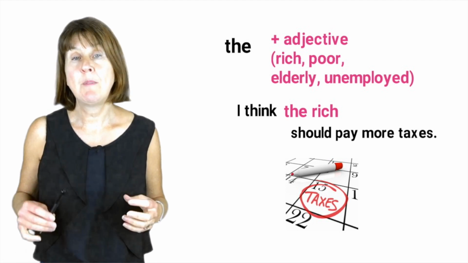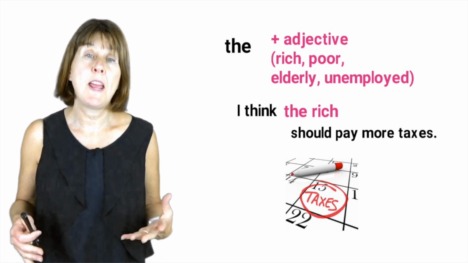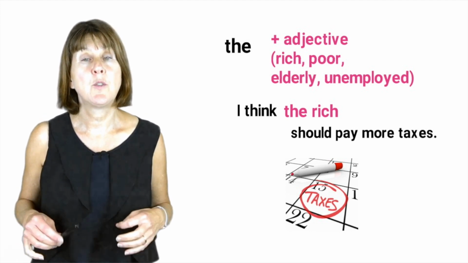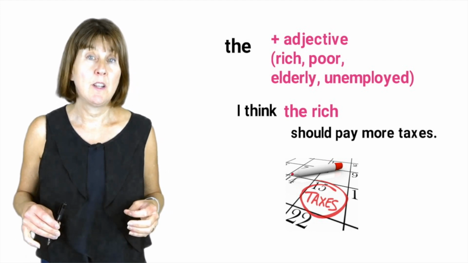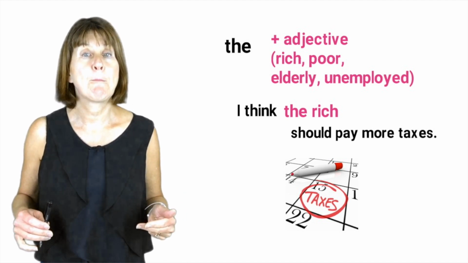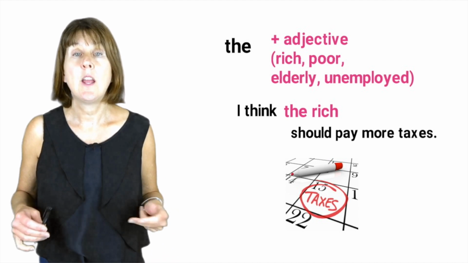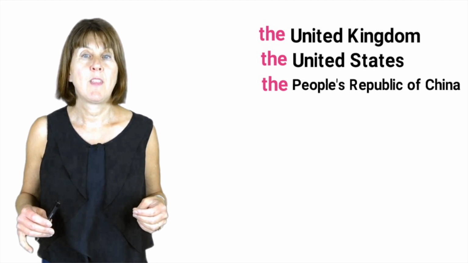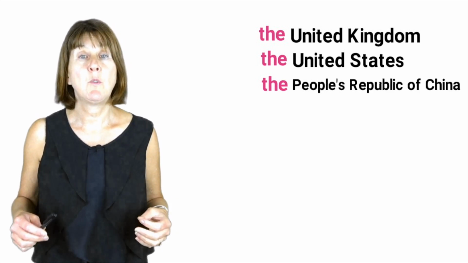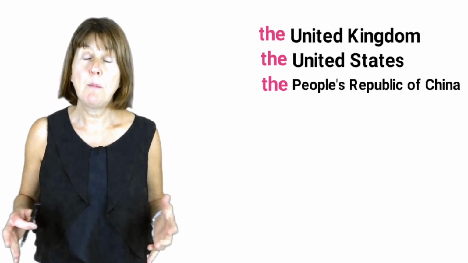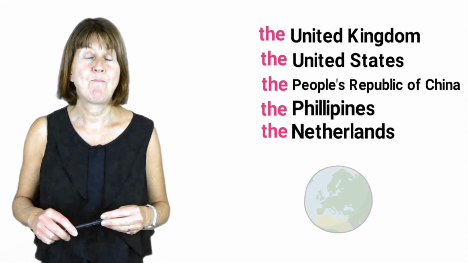We do not normally use the definite article with names, but we do use the definite article with countries whose names include words like kingdom, states, or republic. So for instance, you'd say the United Kingdom, the United States, the People's Republic of China. And also with countries which have plural nouns in their names, such as the Philippines or the Netherlands.